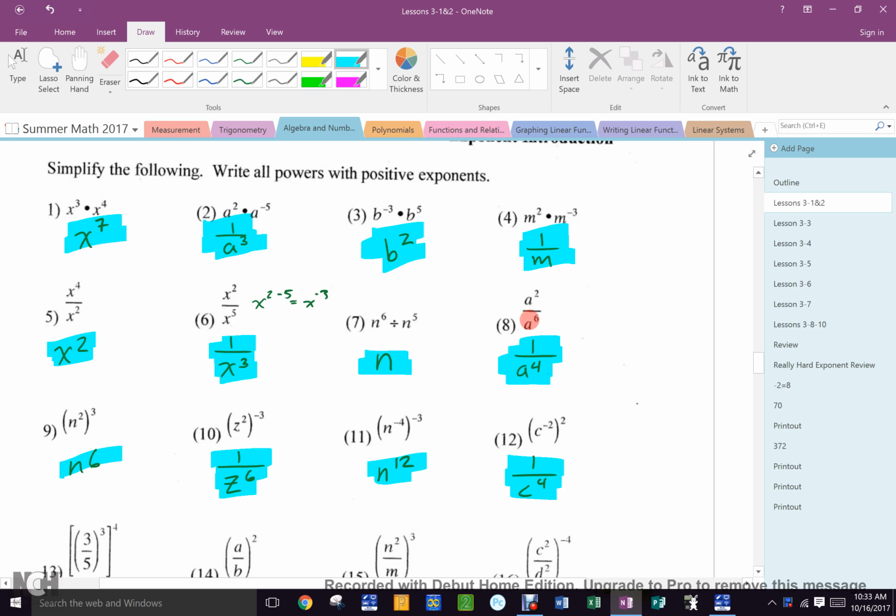Anybody need to ask about 1 through 12? Going once? If you don't put like 1 over 8, then it's wrong. Because you need that 1 there because a negative exponent reciprocates the base. And since the base is normally something over 1, when it reciprocates, it becomes 1 over something.